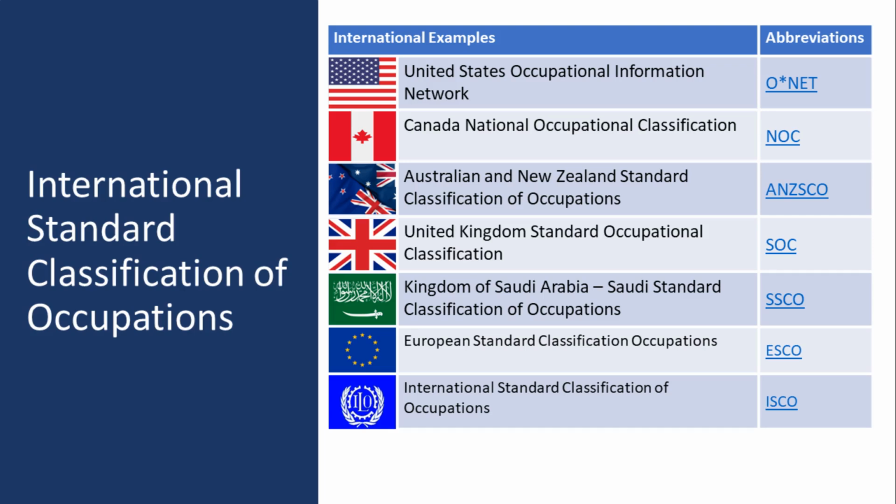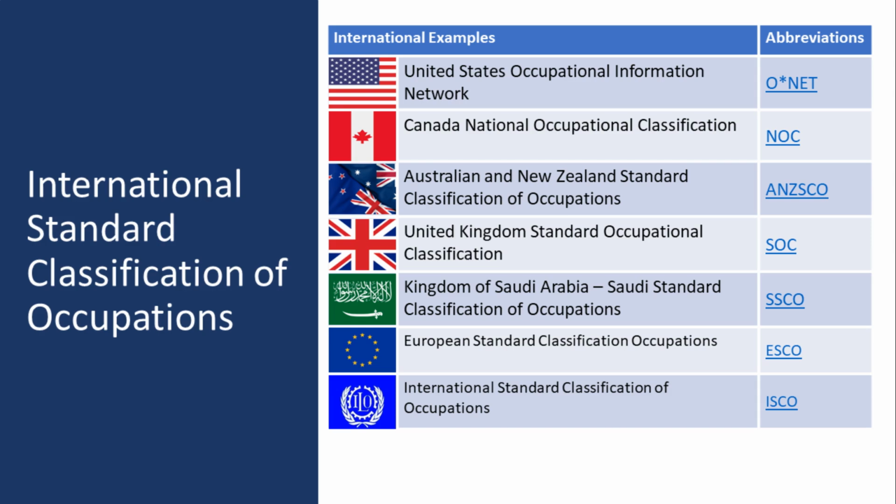The International Standard Classification of Occupations, or ISCO, is a global framework for organizing occupations. Many countries have developed their own classification systems to suit their national labor market needs. For example, the United States uses O*NET, a comprehensive system that provides detailed information about occupations, skills, and labor market trends. Canada has the National Occupational Classification, which is widely used for job classification and immigration assessment. Australia and New Zealand use the joint system, which classifies occupations based on skill levels and tasks.